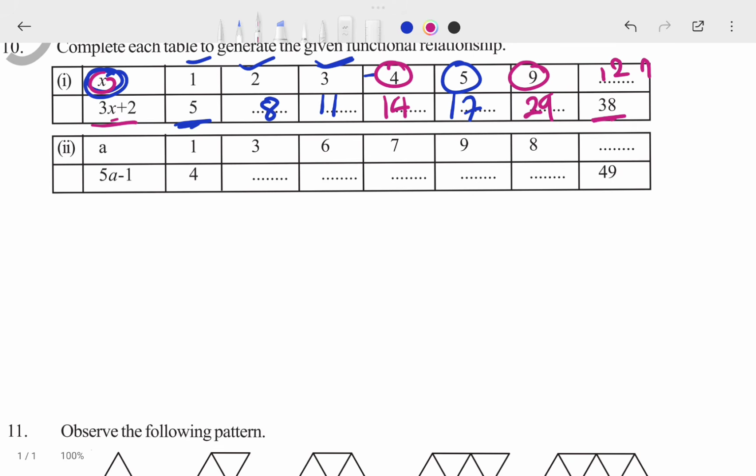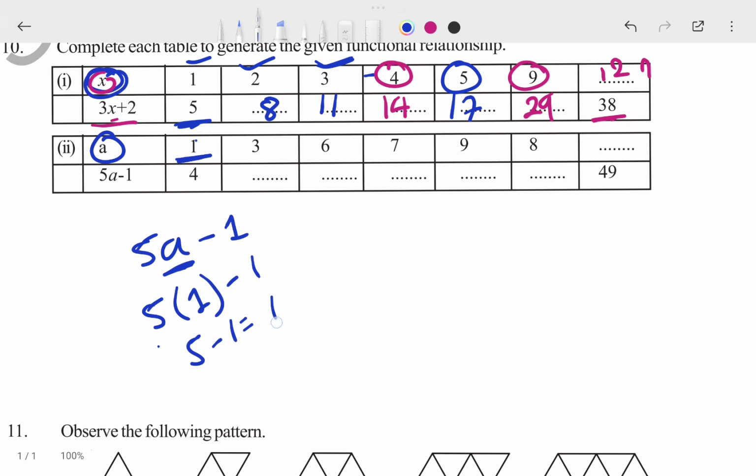The second question is the same also, but a little bit different. In the second question, 5 is there, a is there and 1 is there. Where a is there, we have to assume the place value of a as 1. So this is a, so 5, a is here, so we have to assume 1. So we are assuming 1. Then 5 into 1, 5 minus 1, it is going to be 4. So 4 is already here, so this is okay.